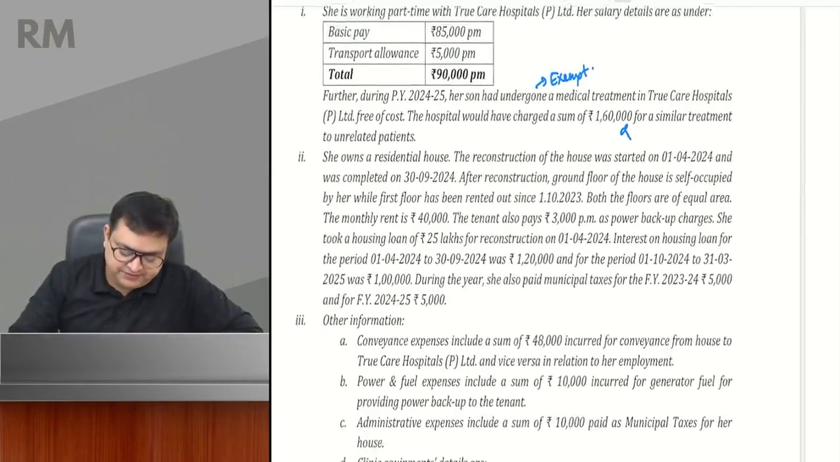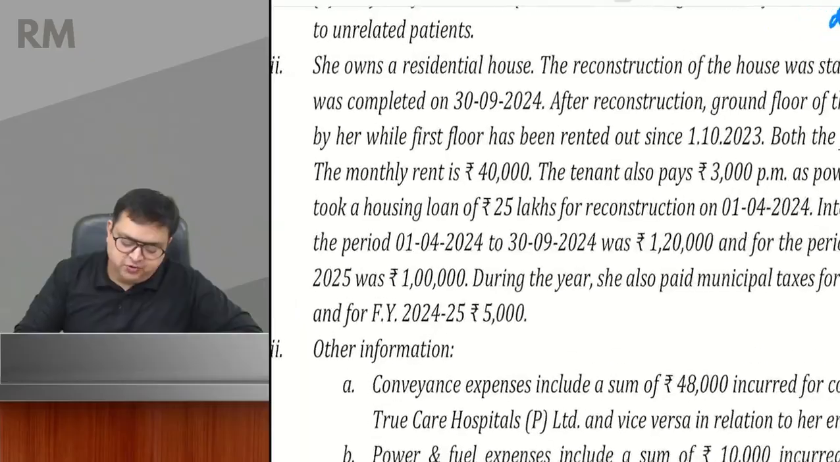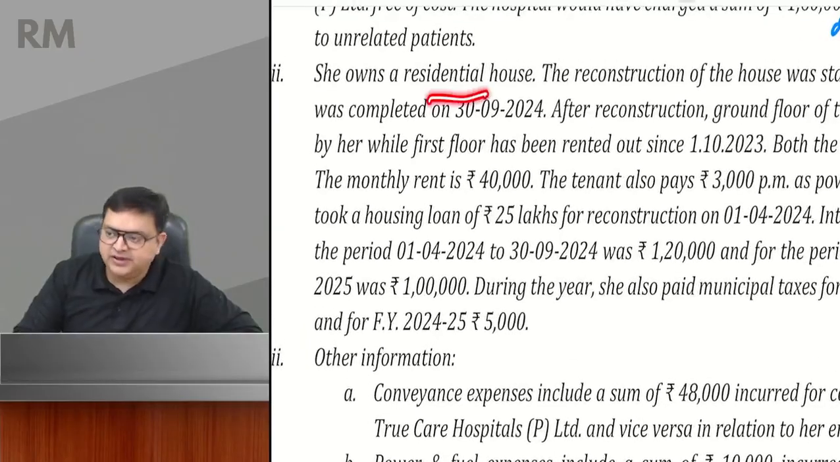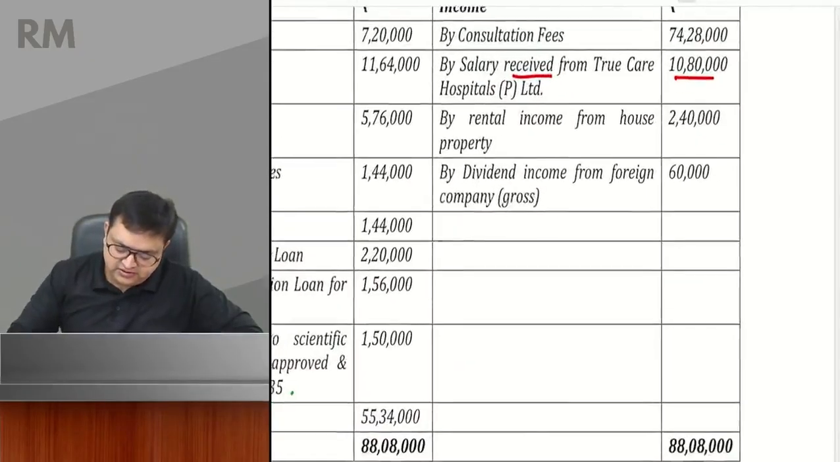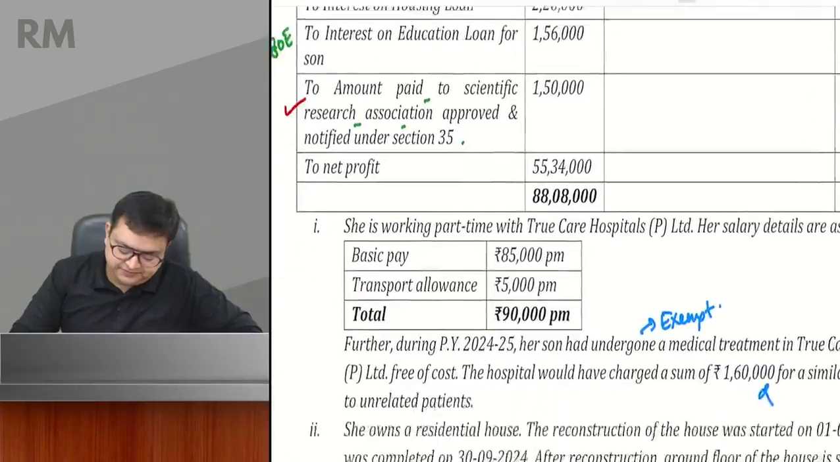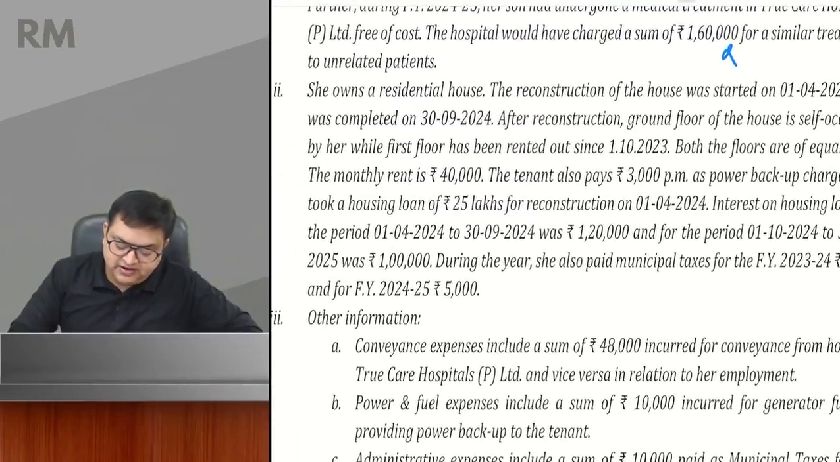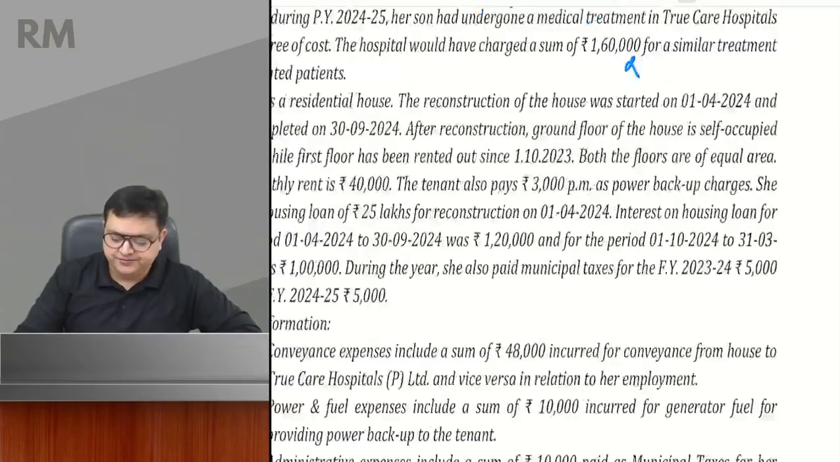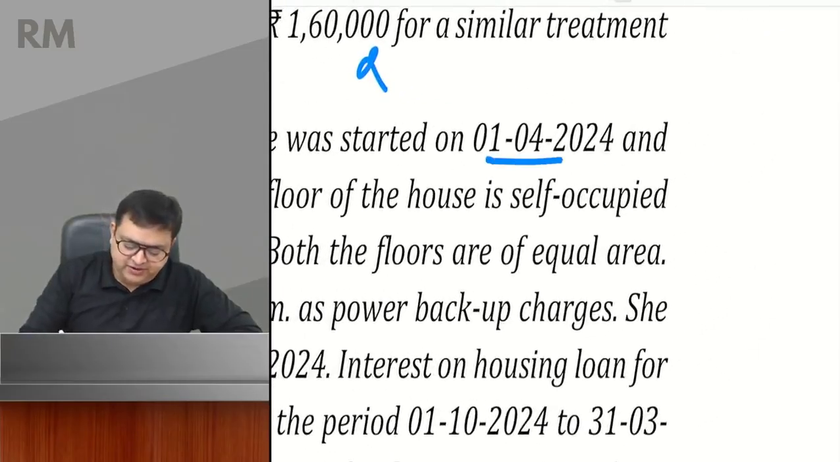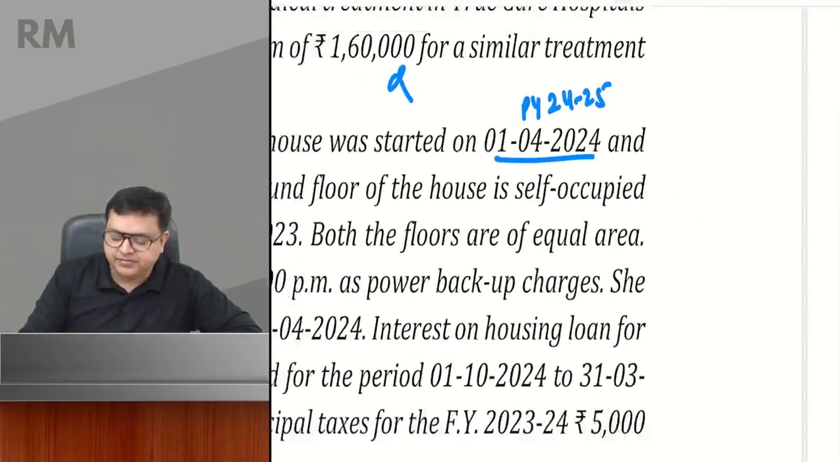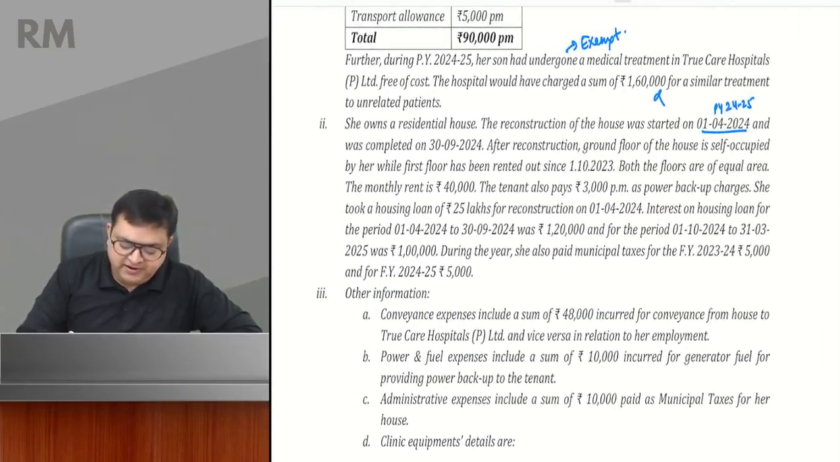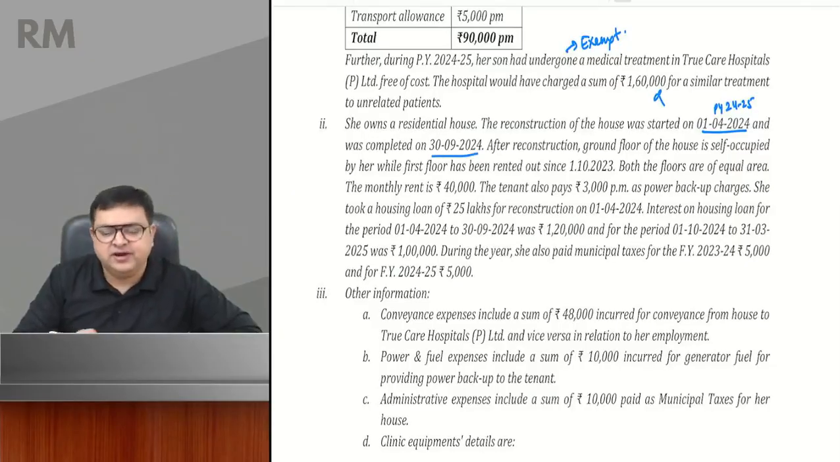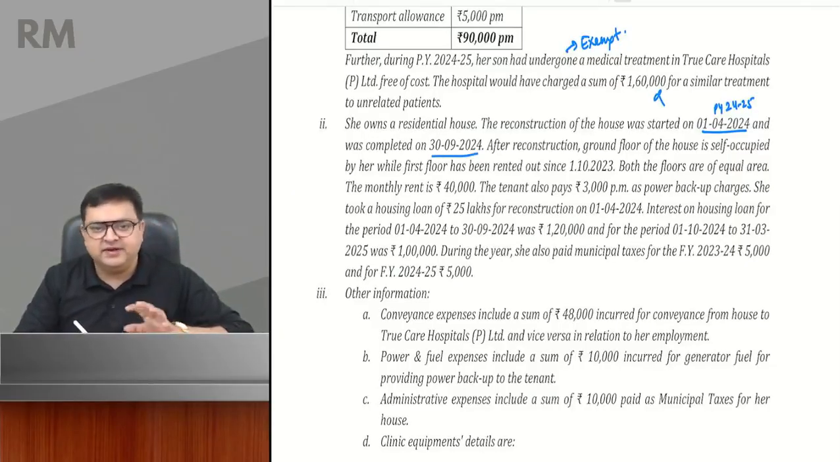Now, next point. She owns a residential house, which has been let out also, right? Which has been let out, 240. The reconstruction of the house was started on 1st April 2024. It's previous year 24-25 only, and was completed on 30th September 2024. It was started this year and completed this year.